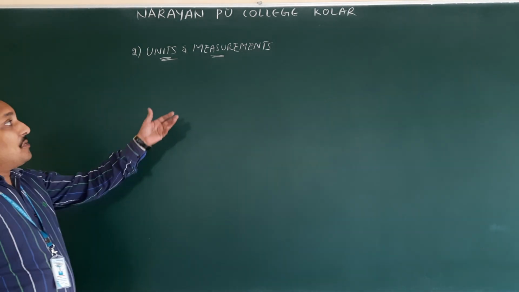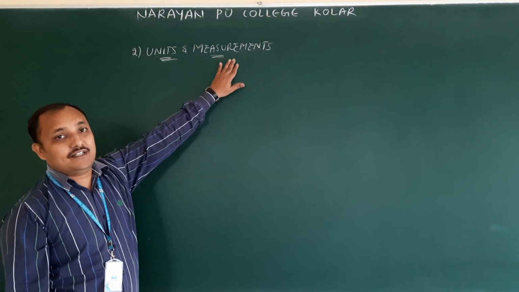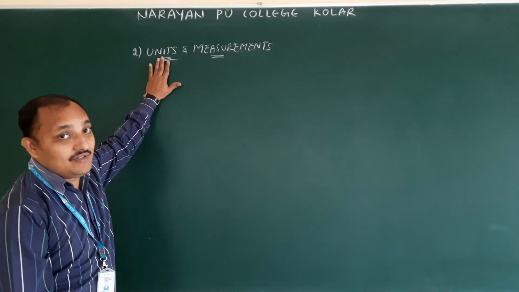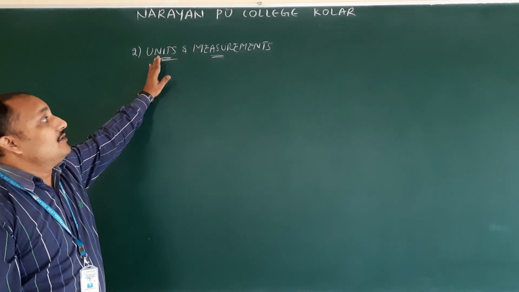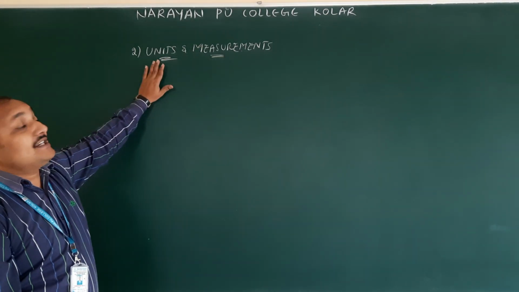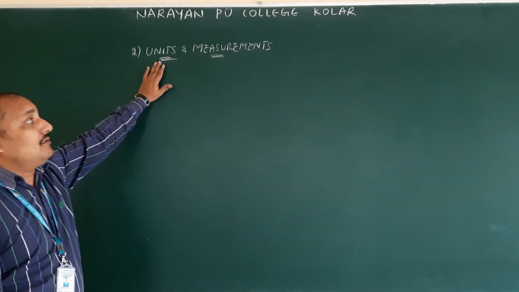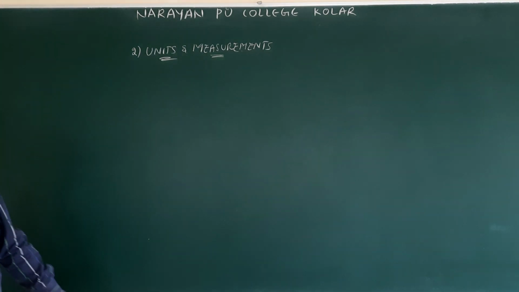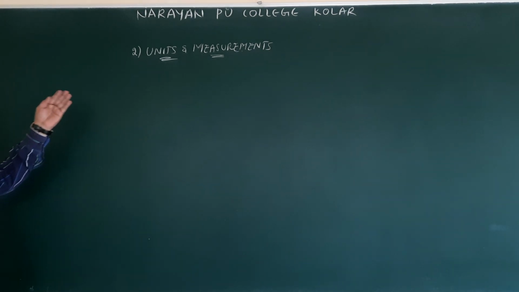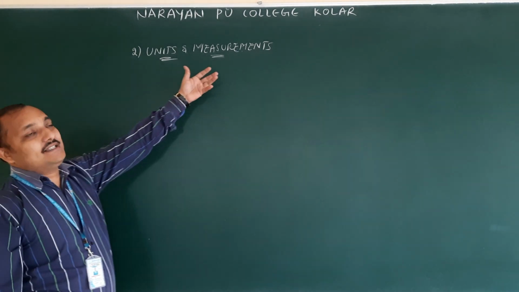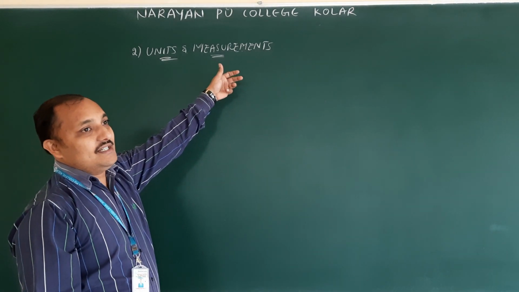First of all, who will be having this measurement? Who will be having this unit? Who means not a person here. Which one is having measurement? Which one is having unit? We should discuss that first before starting the lesson. Generally, what do you measure? Let us assume.